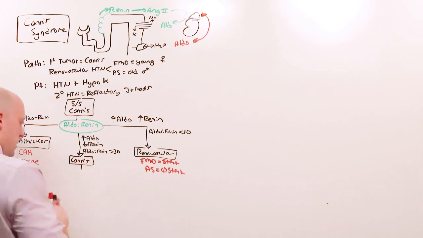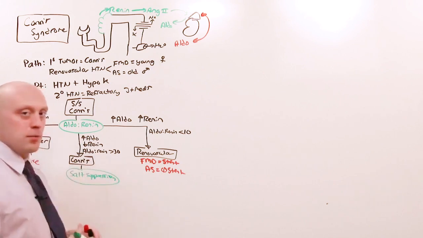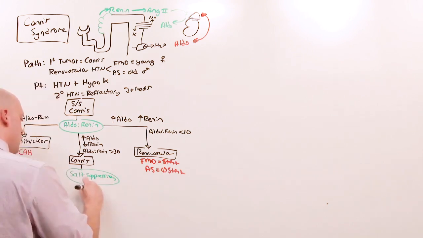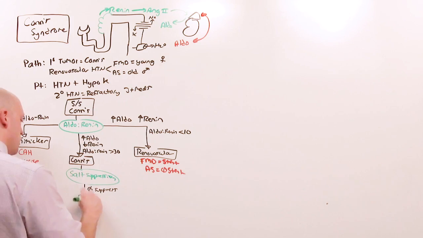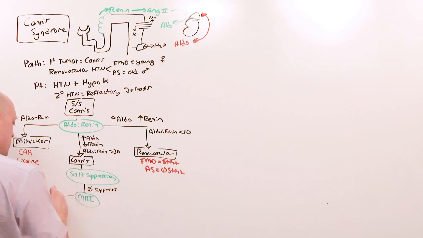The confirmatory test is a salt suppression, where you give a salt load, and what should happen is aldosterone should decrease, but it doesn't. Failure to suppress prompts you to get an MRI, because now you want to find it, because what you want to do is cut it out. And so what's going to happen is you might see a tumor, or you don't.